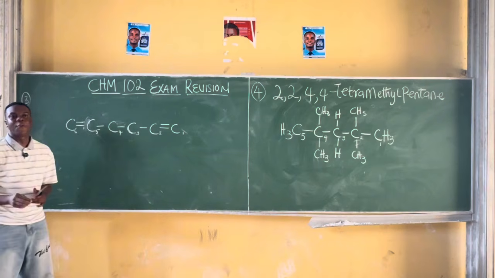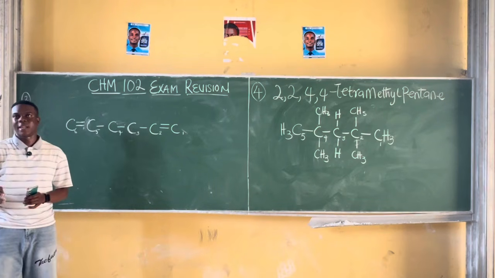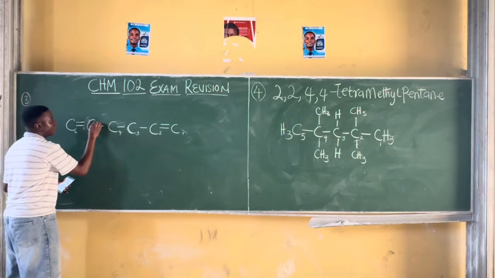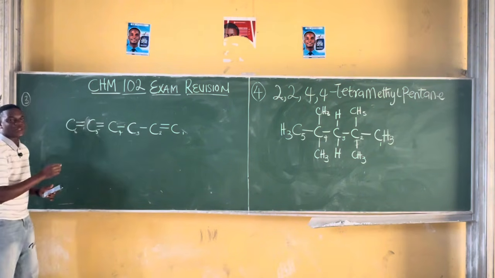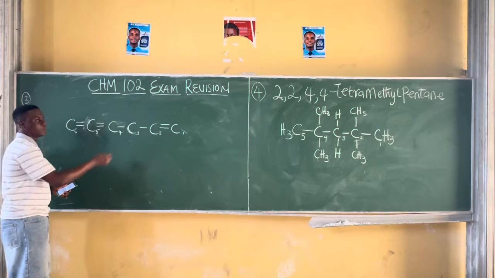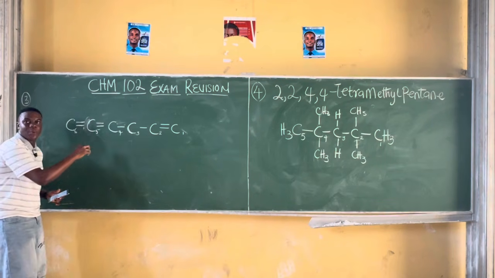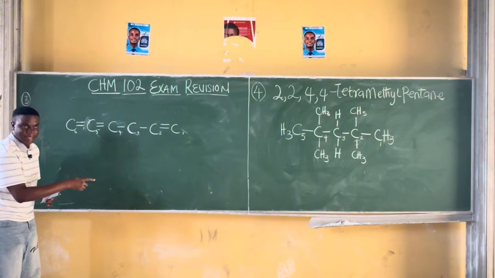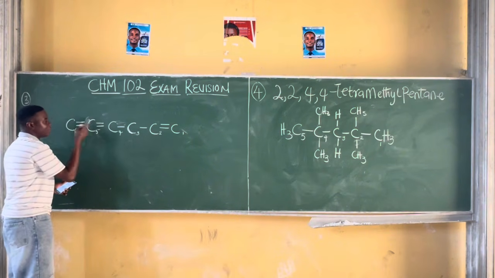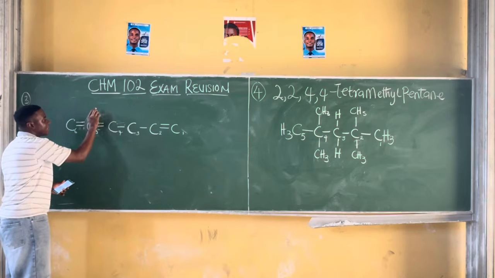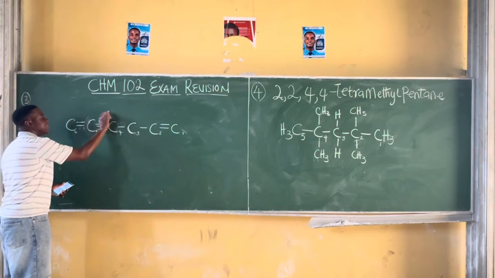Now what about cumulated? Cumulated dienes means that after one double bond, there is another double bond. There is no single bond in between. But you can see that in this structure, after one double bond, there's no double bond next. So it means that this is not a cumulated diene.